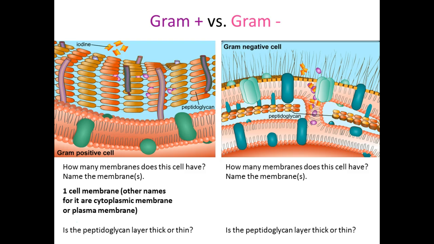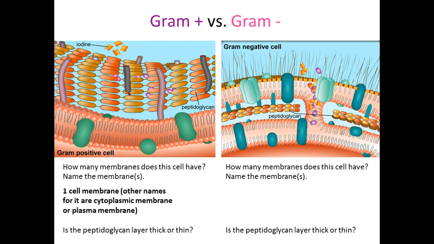This, unfortunately, has multiple names, right? Plasma membrane, cytoplasmic membrane. These all mean the same thing. I typically just say cell membrane. It's pretty self-explanatory. But understand that all these terms are the exact same membrane they're talking about, right? Whenever you see that. The peptidoglycan layer for these cells is thin or thick.